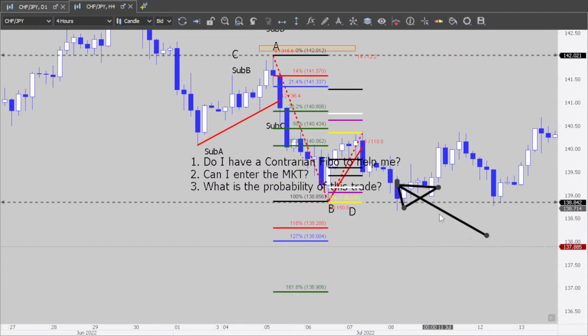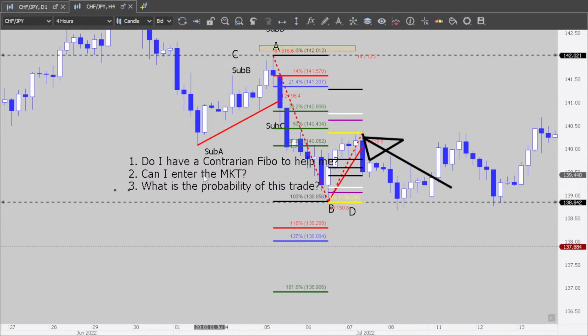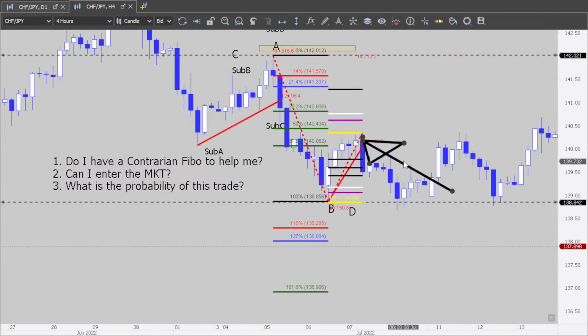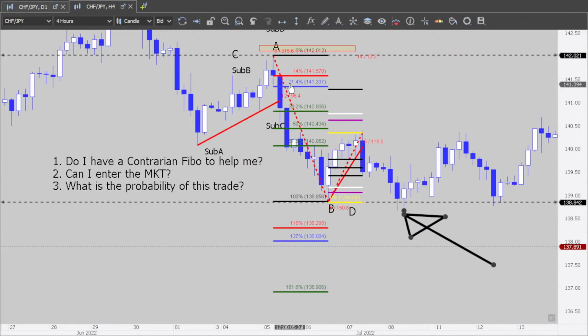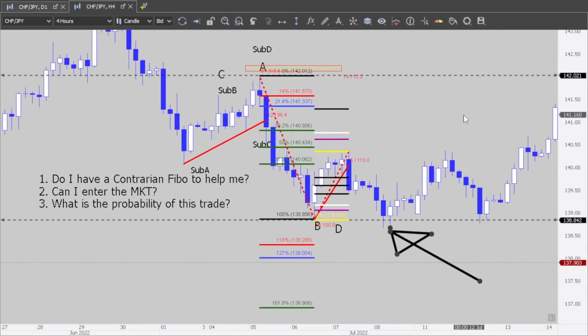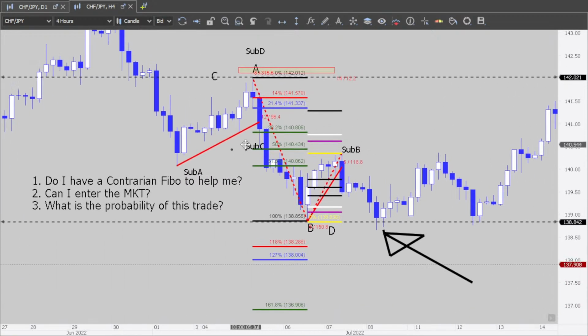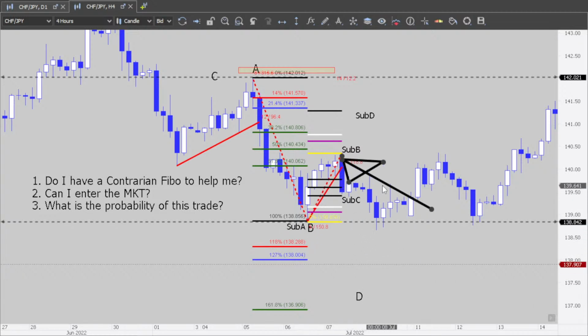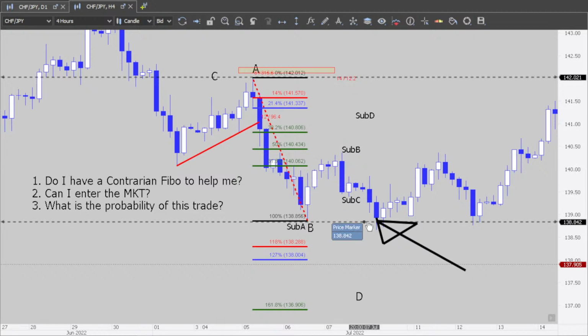when this happens, right? So this was our contrarian Fibonacci. Up in here, the market broke our sub A. We've learned this in the previous lessons. Sub B, sub C, where is our sub A? Sub D, sub A, there you go. So the market broke our sub A. This contrarian Fibonacci is not valid anymore, so we need to take it out.